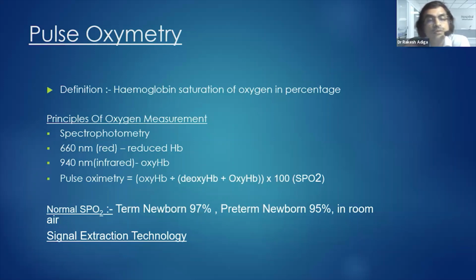So normal oxygen saturation in term babies is 97%. Preterm baby is around 95% in room air. Signal extraction technology is a technology which is very good, which is not hampered by the movement of a child or poor perfusion.